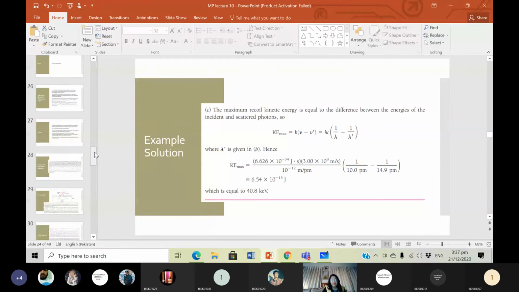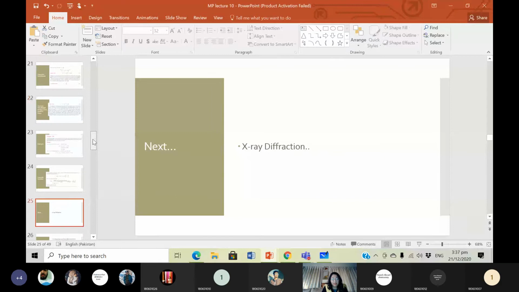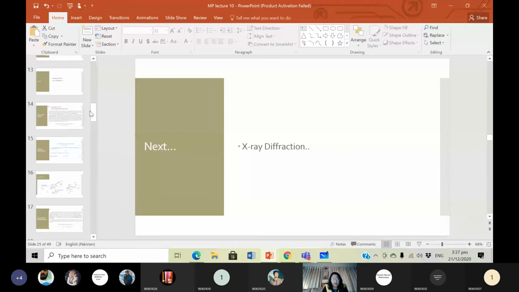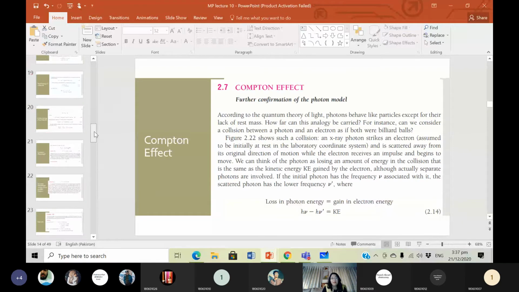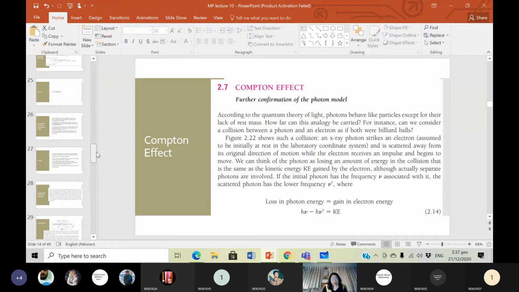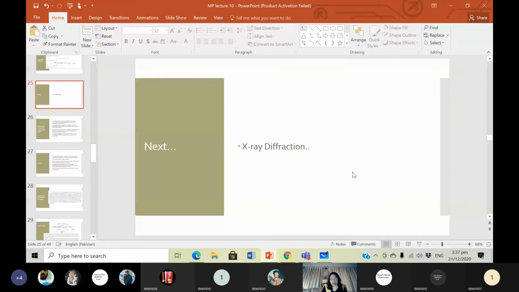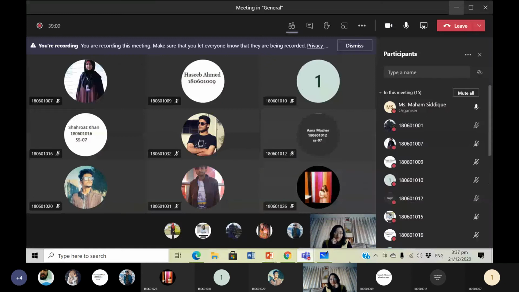We finished the Compton effect, and we can go on to start X-ray diffraction, but I want to make some space for questions if anyone has anything related to the Compton effect that they want to ask. Is the Compton effect clear to everyone? Okay, if there are no questions, then I think we can go on to do X-ray diffraction, okay?